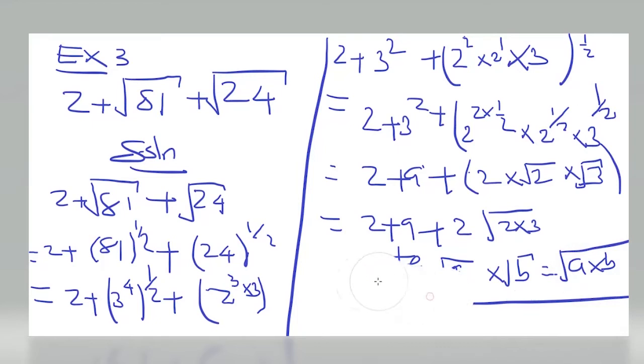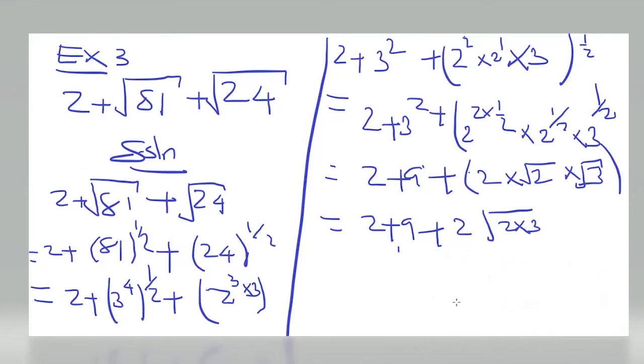Now let's finish up the question here. Now this will give 2 times 2 plus 9 is 11, then plus 2 and the root of 6. You cannot simplify it more.